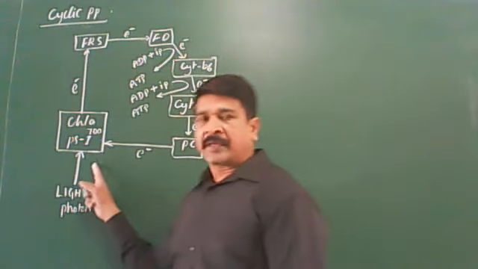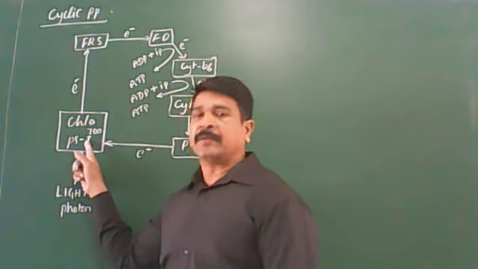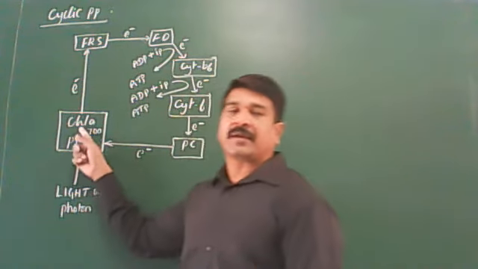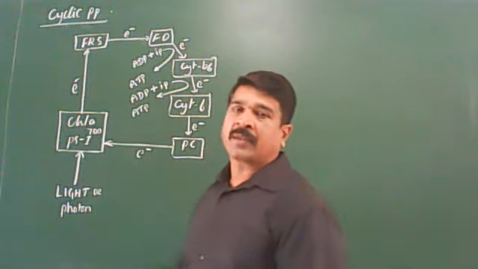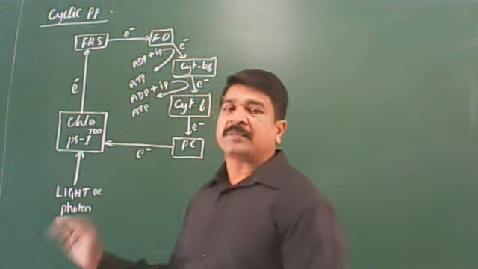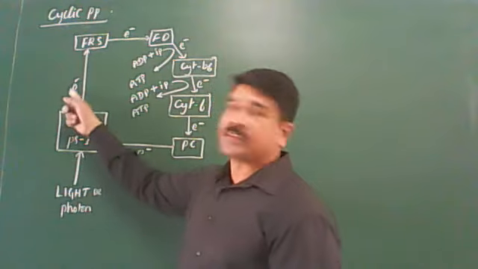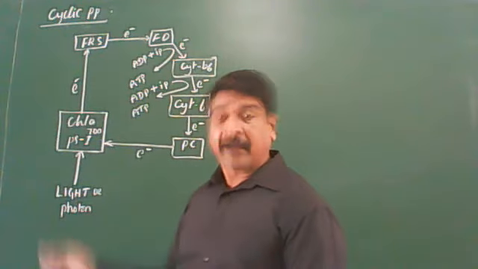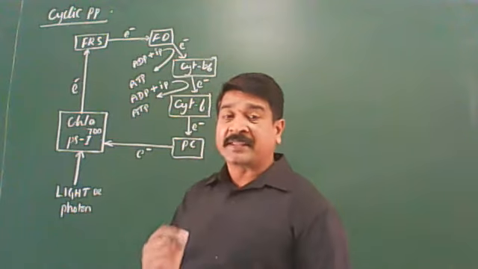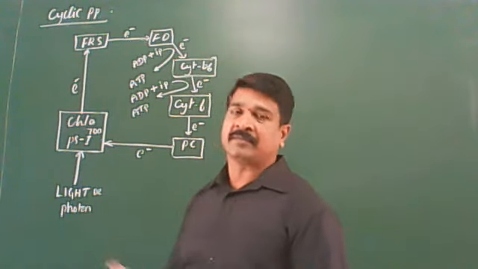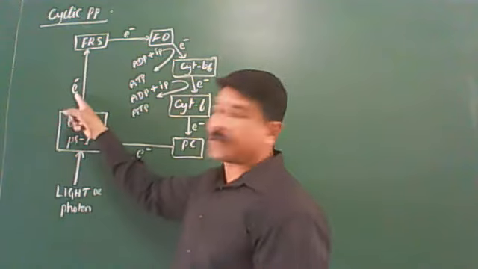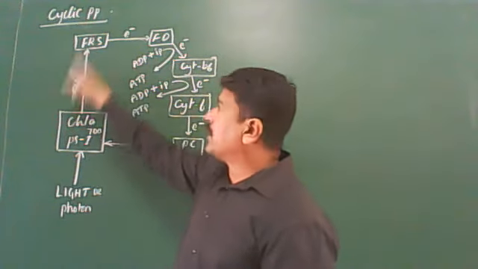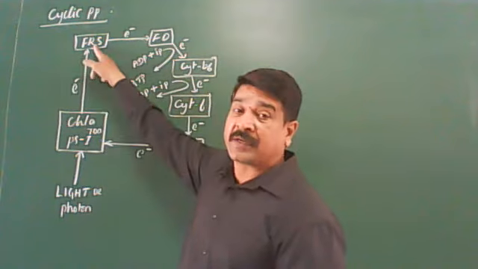I'll repeat. The accessory photosynthetic pigments of PS1 absorb light or photon, transfer to the reaction center containing chlorophyll P700. As a result of this, it becomes excited and ejects energy-rich electron. With the loss of electrons, it becomes oxidized and an electron gap or hole is created in its reaction center. Clear? The ejected electron is accepted by ferredoxin reducing substance.